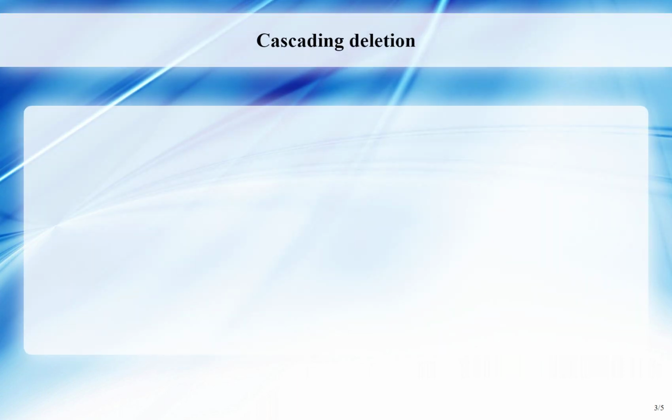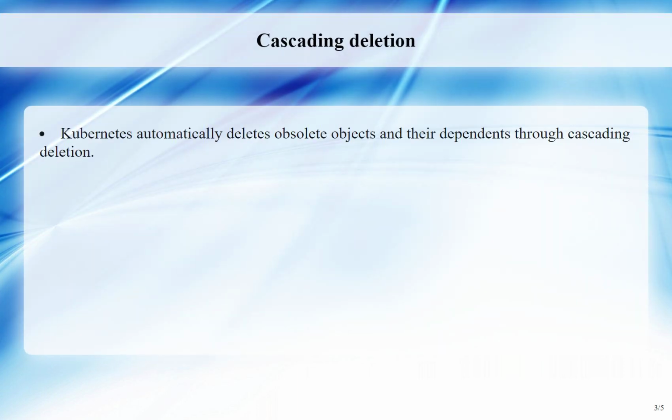Cascading deletion. Kubernetes has a feature that checks for and deletes objects that no longer have owner references, like pods left behind when a replica set is deleted. When an object is deleted, Kubernetes can automatically delete its dependents in a process called cascading deletion, which can be done in two ways: foreground and background.